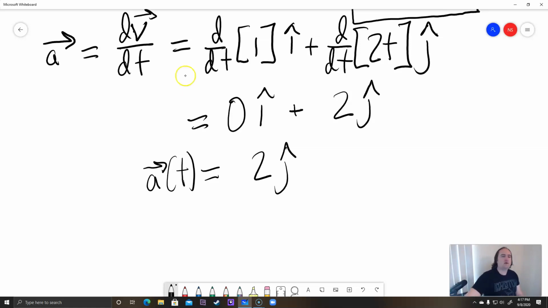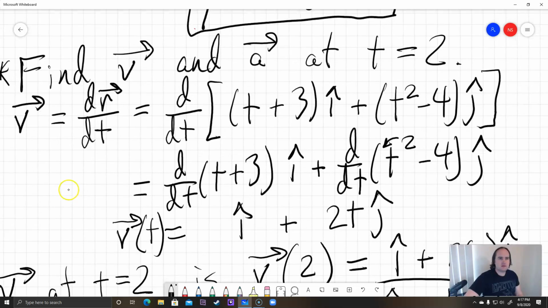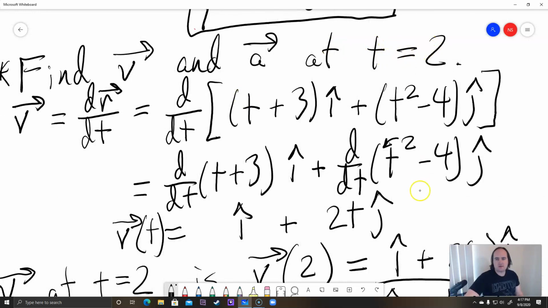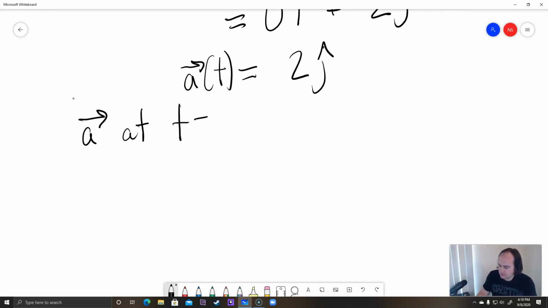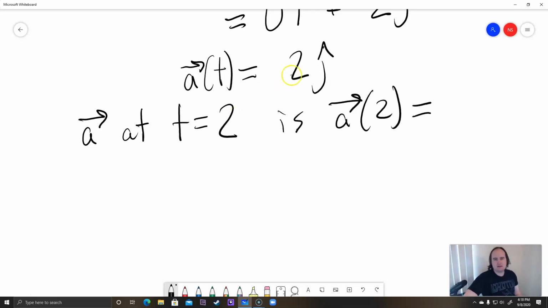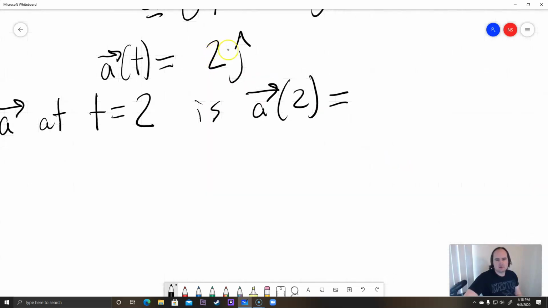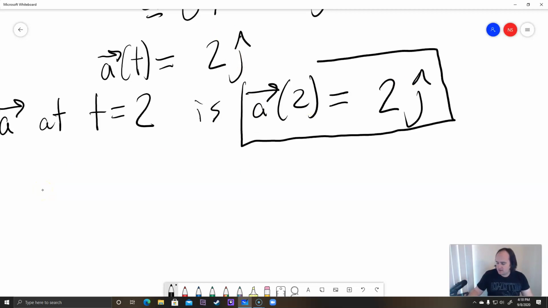And then they wanted us to figure out what the acceleration is when t equals 2. So we're actually just going to go ahead and plug in 2 here. So a at t equals 2 is the same as a of 2. But notice we don't even have a t for a of t. So a of 2 is still just going to be 2j. If we had a t, we would plug it in. But when we took the derivative that many times, there weren't any t's left over. So our acceleration at time equals 2 is 2j.